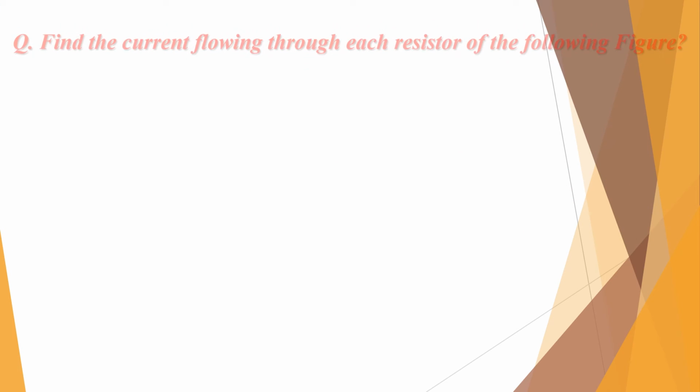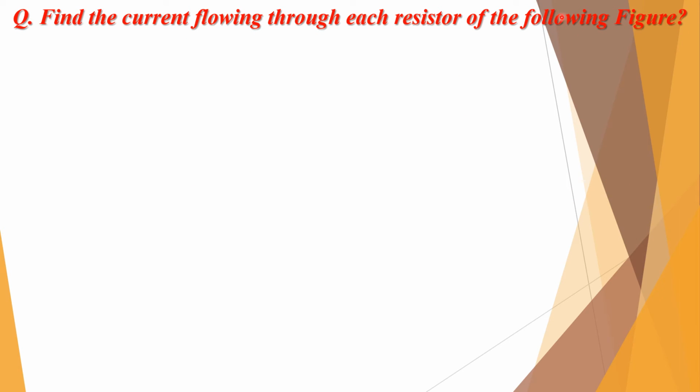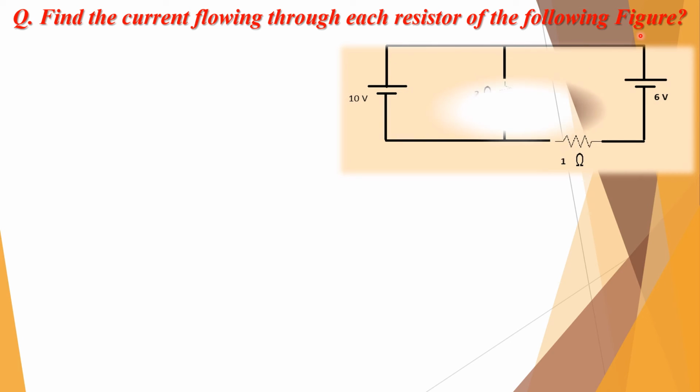Find the current flowing through each resistor of the following figure. Here we have a circuit diagram, and in this diagram there are two EMF sources of 10 volt and 6 volt respectively, and two resistors of 2 ohm and 1 ohm respectively.